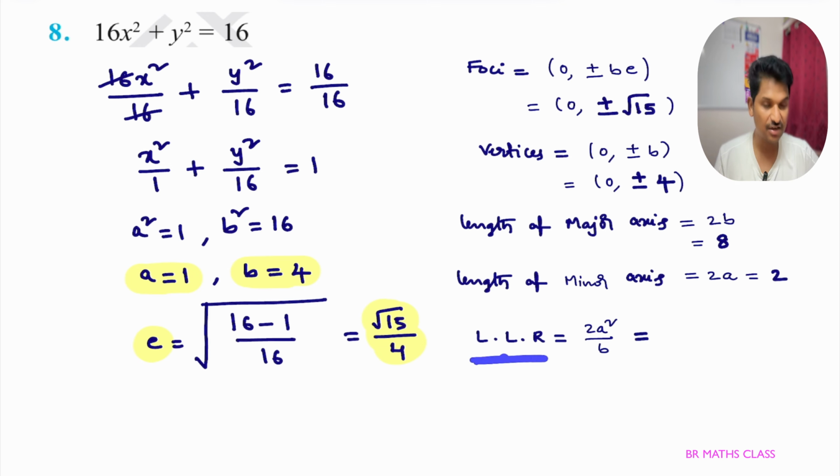Length of latus rectum. In the second type, the length of latus rectum formula is 2a square divided by b. 2 into a square, which is 1, so that is 2 divided by b. B value is 4. 2 by 4 is 1 by 2. So the length of latus rectum for this problem is 1 by 2. I hope you understand the solution to this.